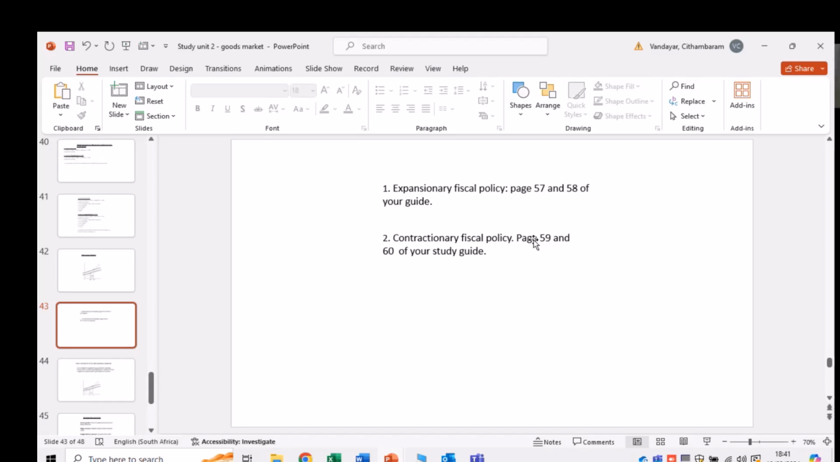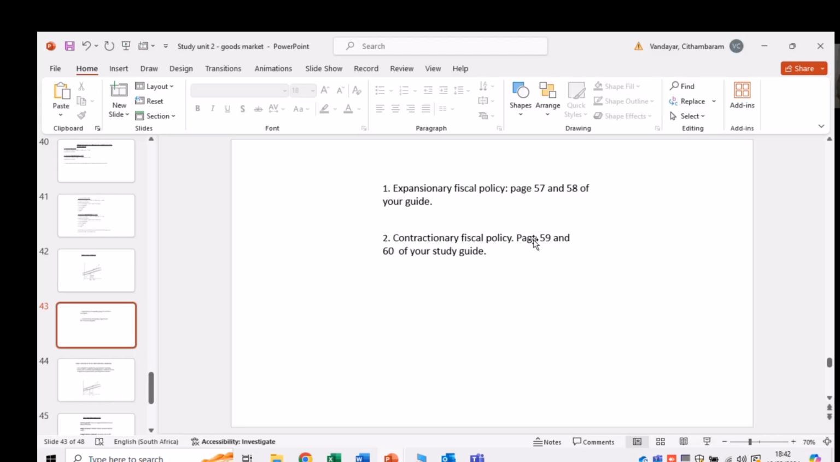So what is the contractionary fiscal policy, guys? It's a decrease in the demand for goods and services and the level of income and output. A contractionary fiscal policy is a decrease in government spending and an increase in taxation.